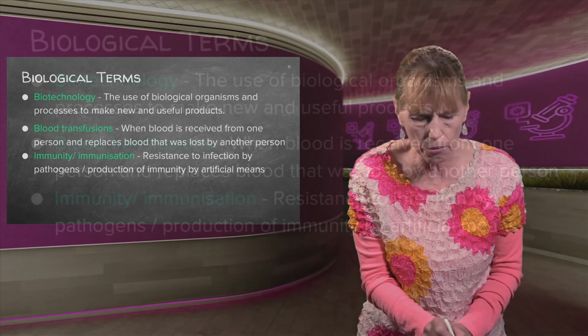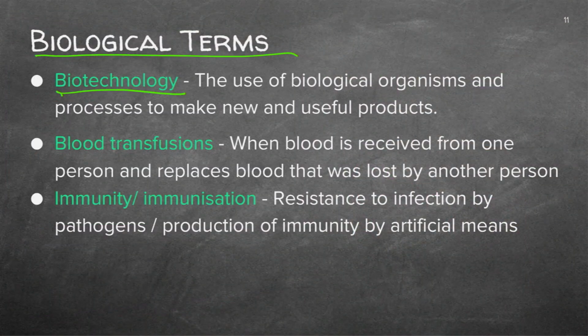So let's look at some of our biological terms. Now, these biological terms are ones you will give the definition of, and please know the right terminology. Biotechnology is the use of biological organisms and processes to make new useful products. That could count 3. Blood transfusions: when blood is received from one person, it replaces the blood of another person. We said that was 3. You can use this definition or the one that's in the previous slide.